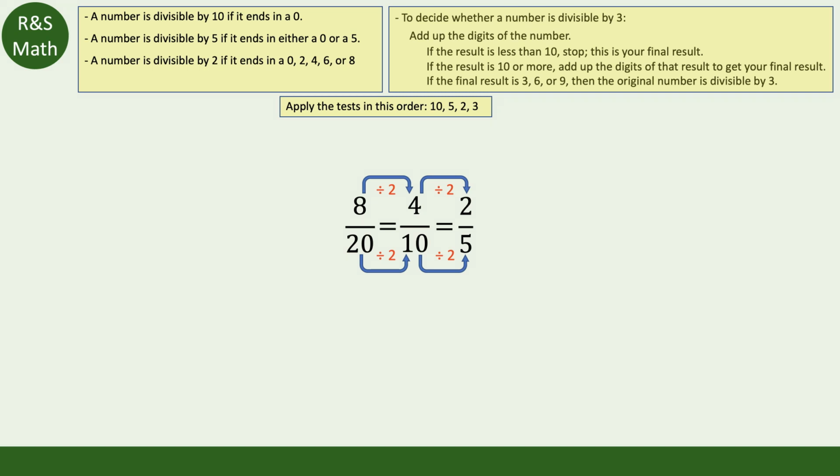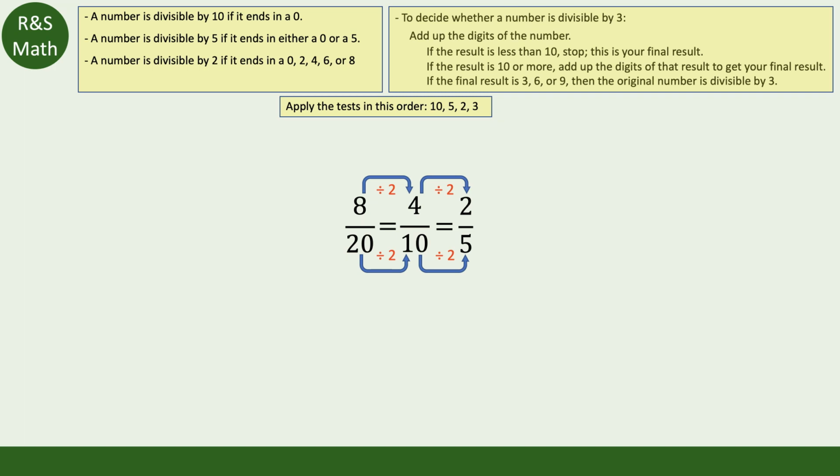Are we finished? We need to ask ourselves whether there is a number that divides evenly into both 2 and 5. 2 and 5 are both small enough so that it is easy for us to see that there are no numbers that divide evenly into both. So the fully simplified form of 8/20 is 2/5.